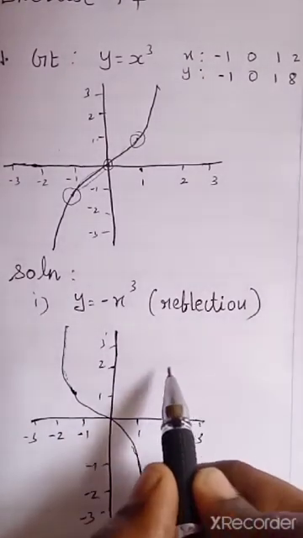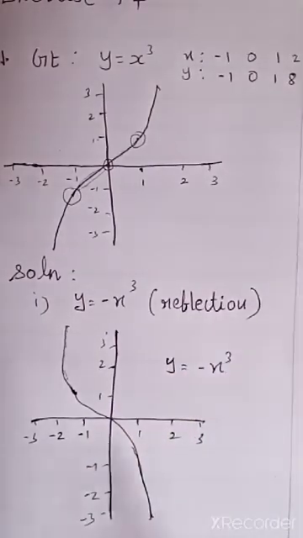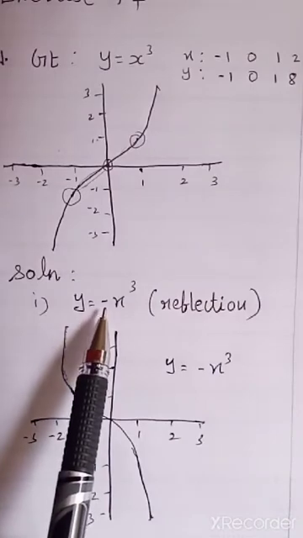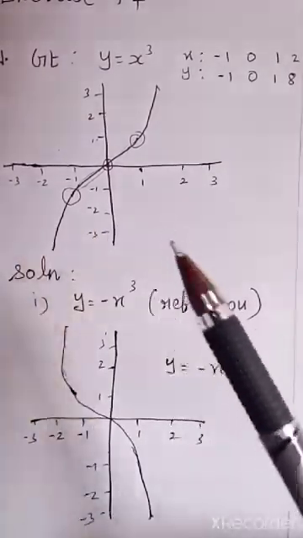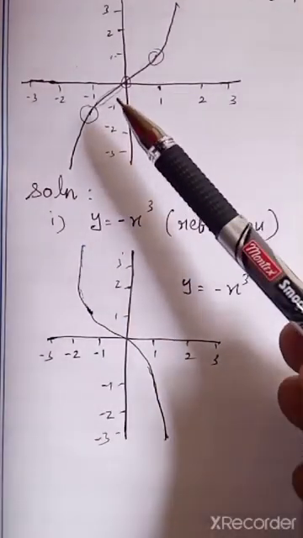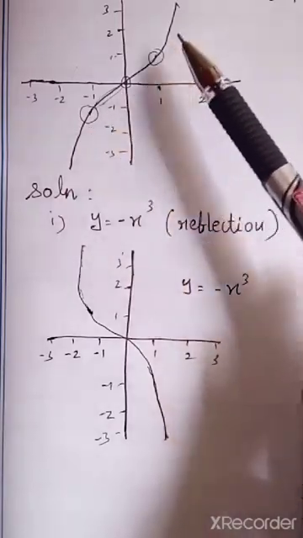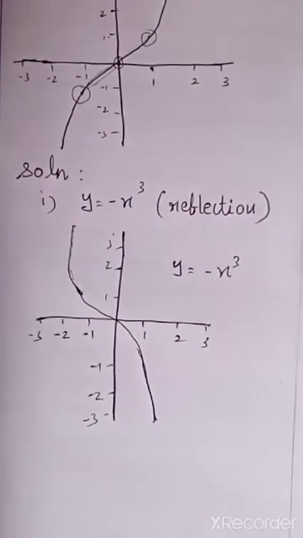This is your y equal to minus x cube. Is that okay? Since the question has a minus, we have to take the mirror image. Mirror image means opposite to the given direction. So the given direction is like this, so we have to take it in the opposite direction. That's all. No need to plot the graphs and all.